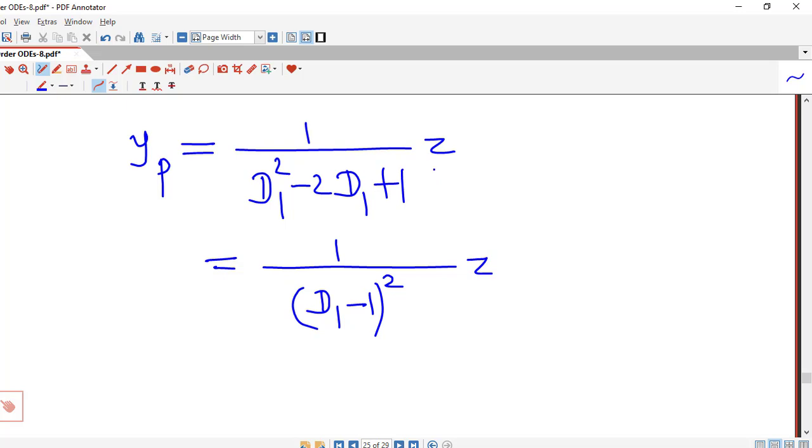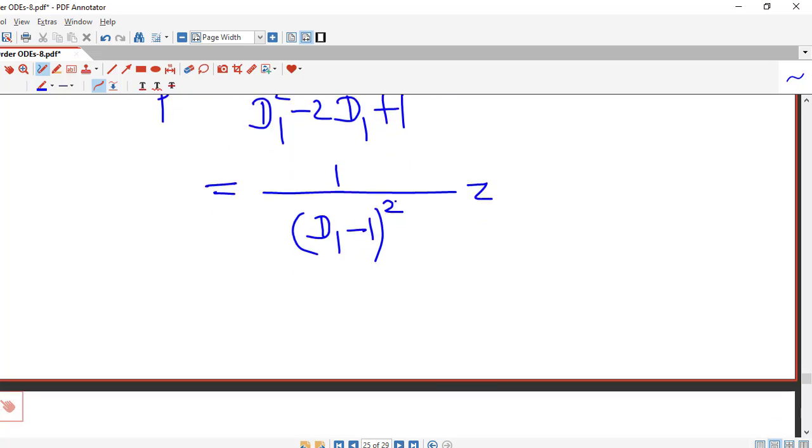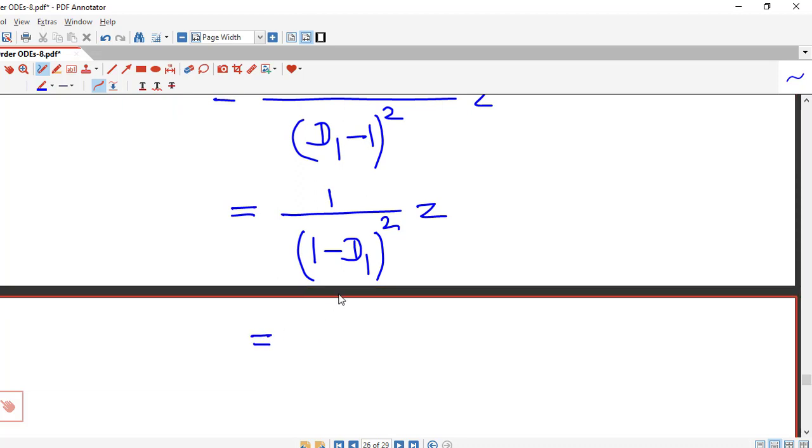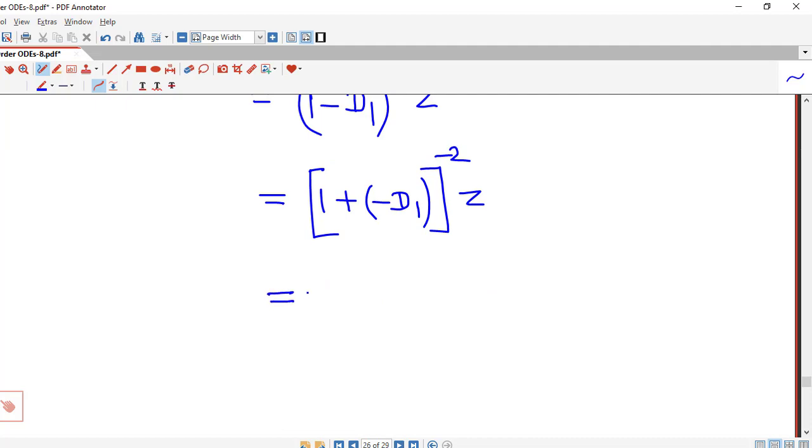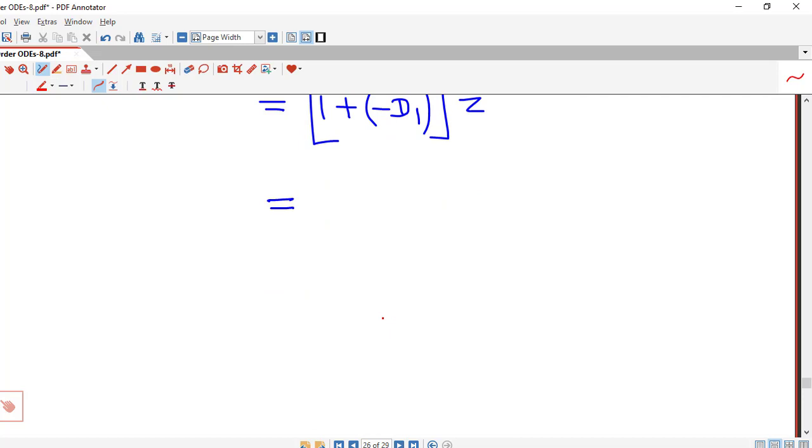Now if we have a polynomial function, then we have to use the binomial theorem. So for that, instead of writing D1 minus 1, we can write this as the square of (1 minus D1) operated on z, because to apply the binomial theorem we require our function as 1 plus something. Now this we can rewrite as (1 minus D1) raised to minus 2 operated on z, and this again we can rewrite as (1 plus (minus D1)) raised to minus 2 operated on z, so that we have this term in terms of a binomial series.